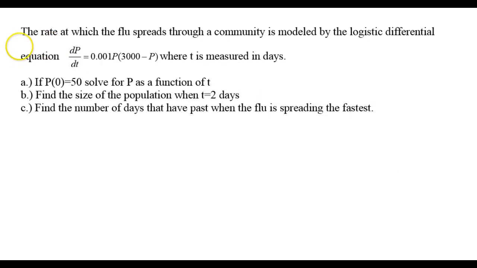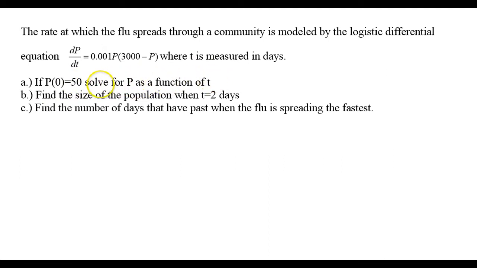Now we take a look at a problem that has a few different parts to it that kind of wraps everything together. The rate at which the flu spreads through a community is modeled by the logistic differential equation dp dt equals 1/1000 p times 3000 minus p, where t is measured in days. Part A. If p of 0 equals 50, solve for p as a function of t.